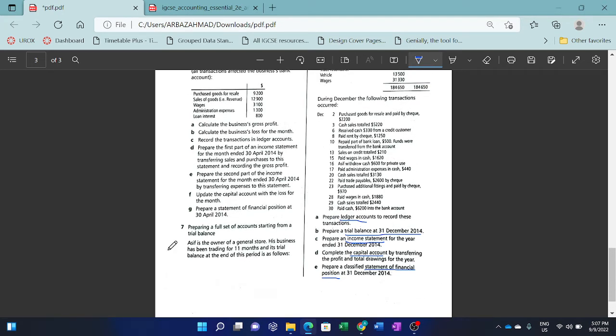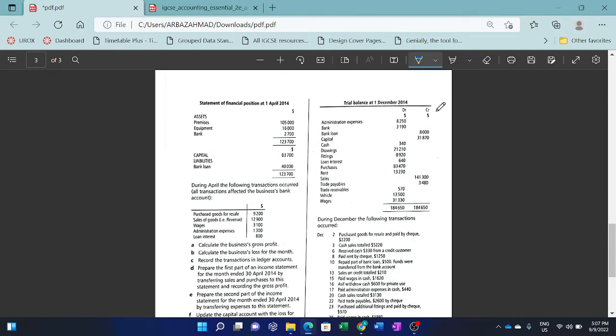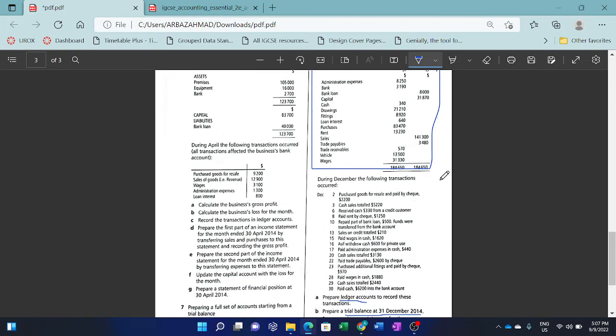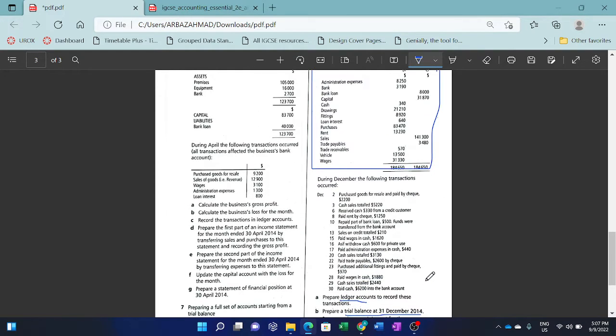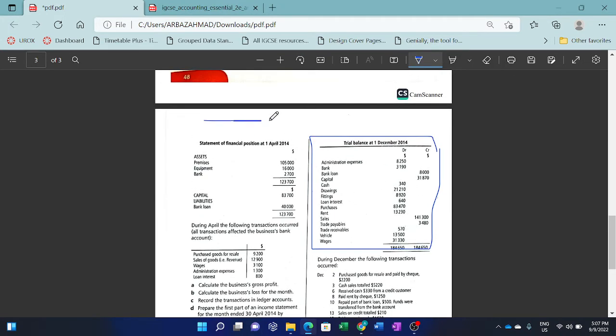So you guys need to remember one thing, that here it says 11 months. So 11 months mean this all balances are going to be in my T account. So when I prepare my T account, I need to make sure that this is, by the way, page number 49, yeah. So I need to remember that whenever I open my account, the balance is going to be sitting over there. For example, administration expense, let's say I write here AE, so the balance should be here, okay?